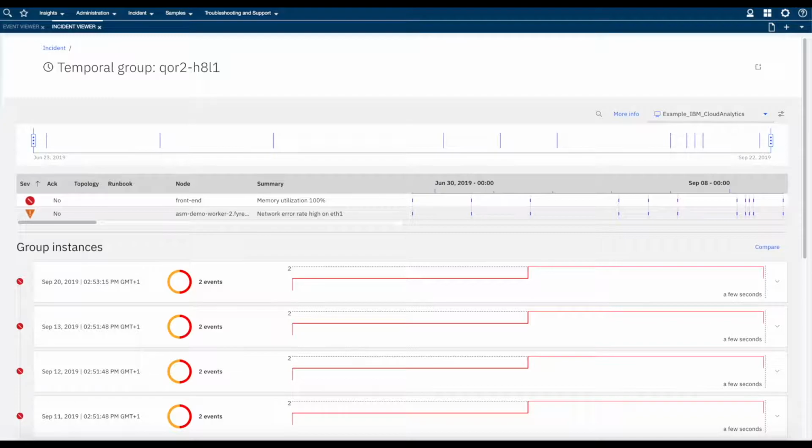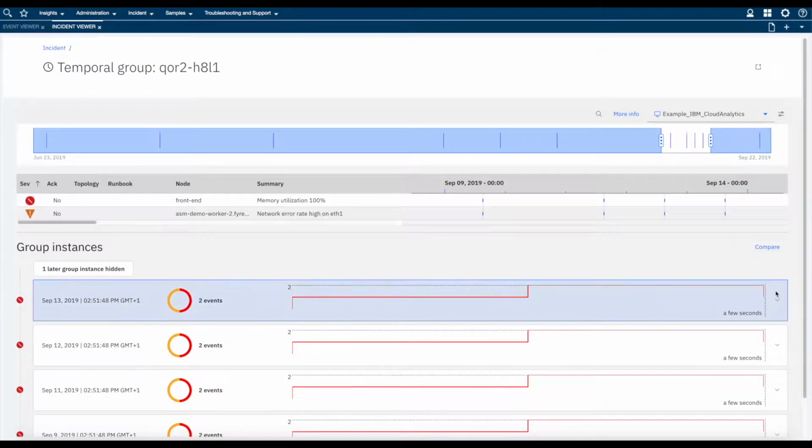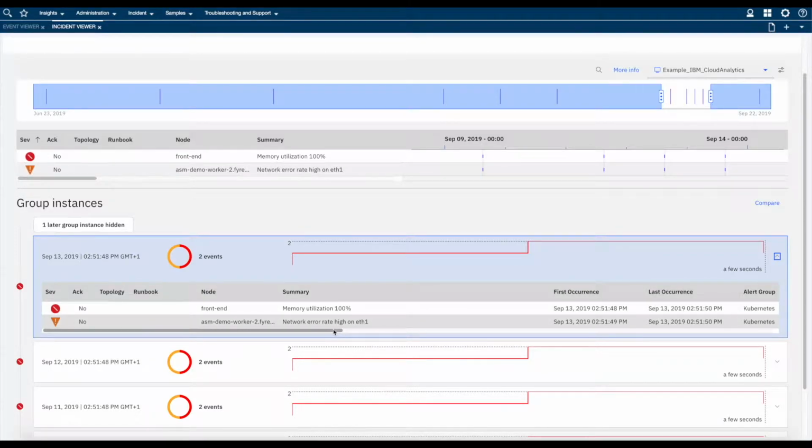Along the top of the page, we can see a distribution of all the different group instances across time, and the operator can use this to navigate to exactly the timestamps that they're interested in. Just below this, we have some examples of what the events tend to look like, the two events being in this group. And further down the screen, we can then start to see the individual group instances and the events as they occurred each time they participated in those groups.